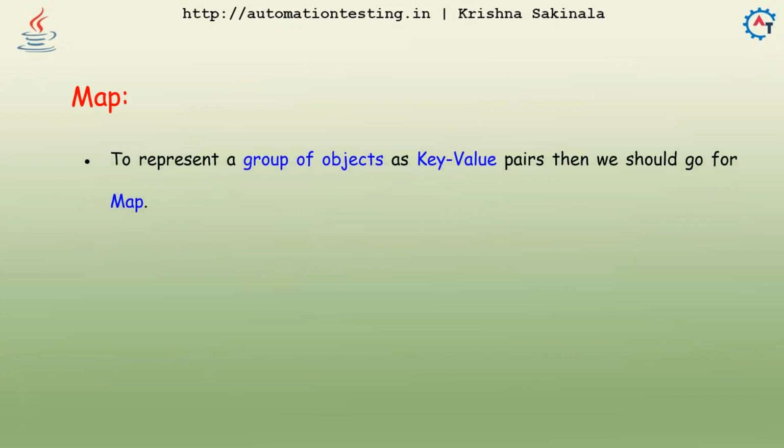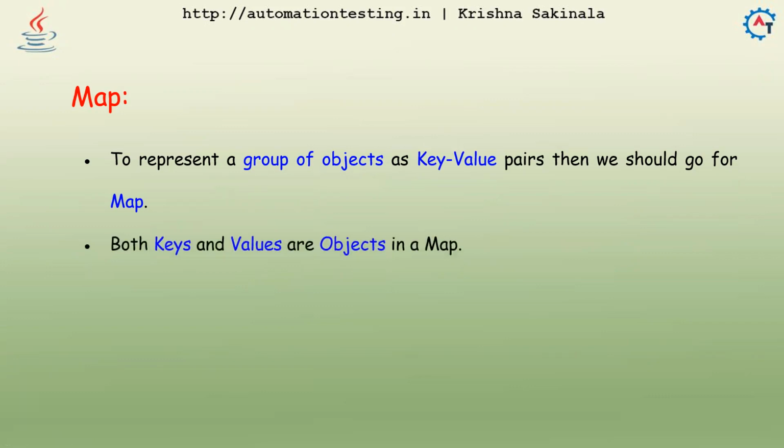So what do we mean by map? To represent a group of objects as key value pairs, we should go for a map. A group of objects as key value pairs. We need to focus on this word, key value pairs. We will see how it works.